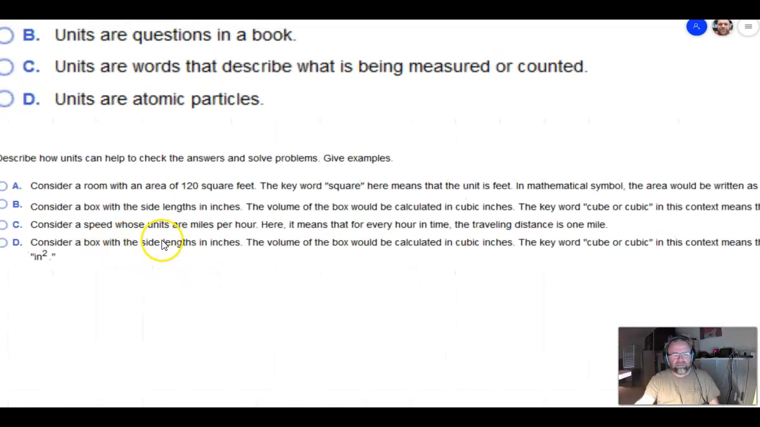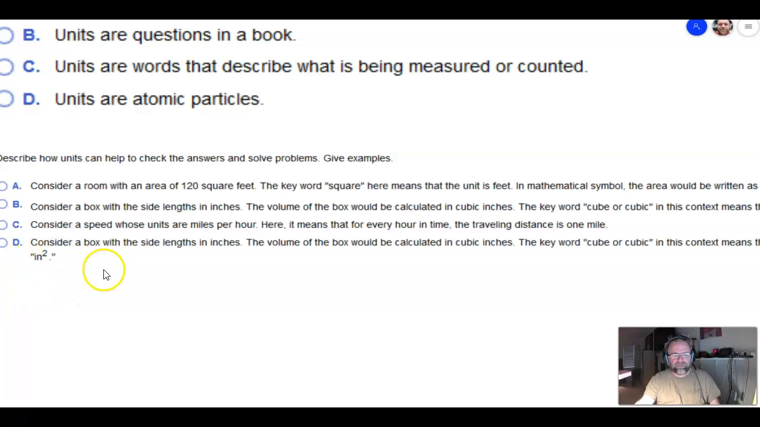And for C, consider a speed whose units are miles per hour. Here it means that for every hour in time, the traveling distance is 1 mile. Let me see, miles per hour. So that is not true, right? Because we're not saying that the traveling distance is 1 mile. It could be any amount of miles, so that one's not correct.